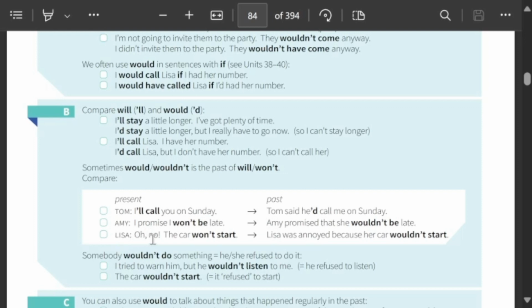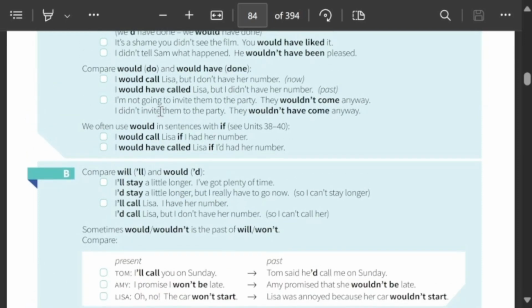Lisa says, oh no, the car won't start. Remember? She's trying to start the car, no? And it won't start. So, reported speech: Lisa was annoyed. You can feel like she was a bit distressed because her car wouldn't start. So this is would as the past of will. It's different from here, right?